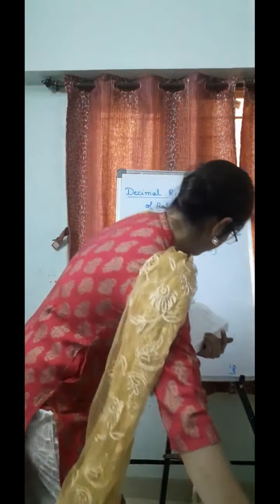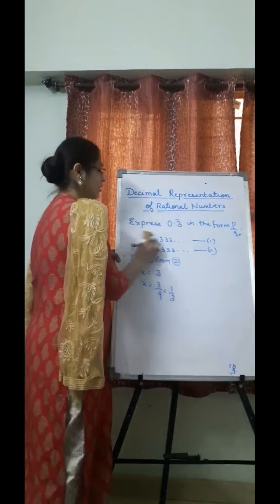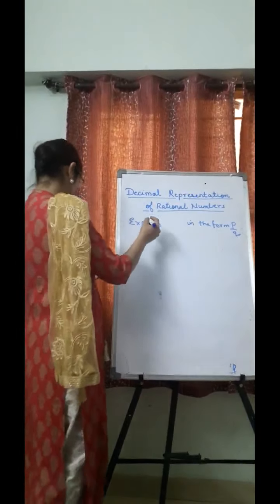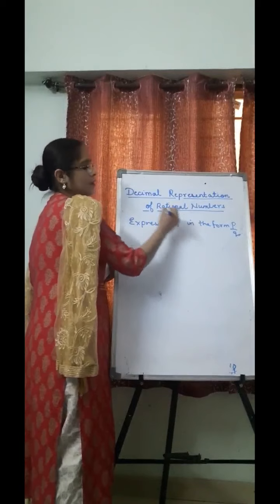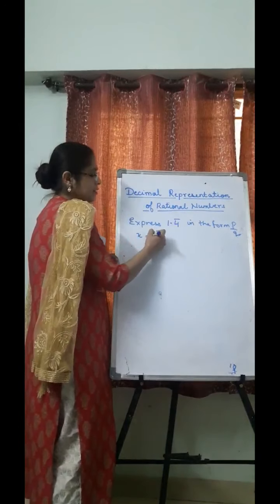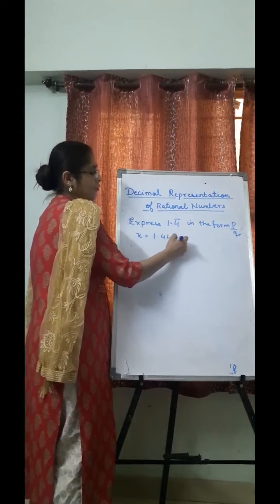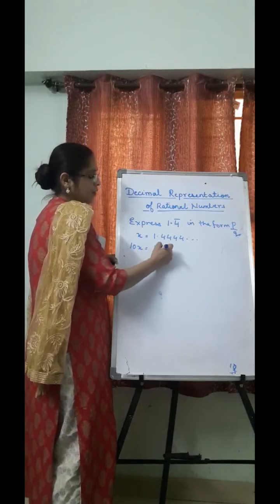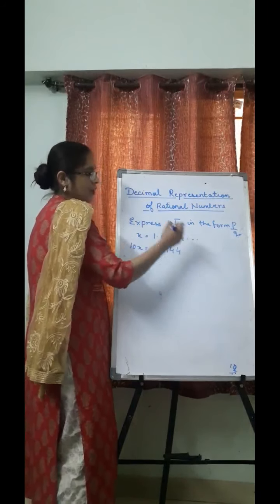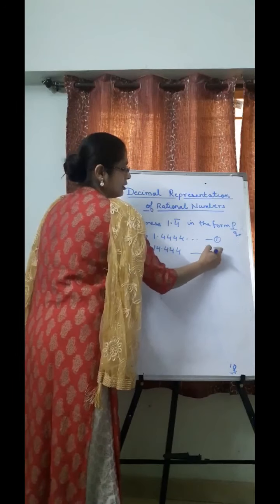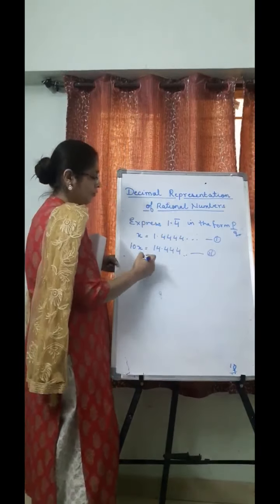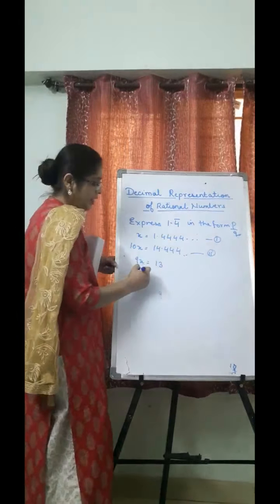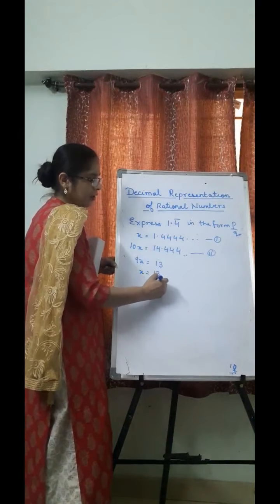One more question. Let us express 1.4 with a bar in the fraction form or P upon Q form. Here x is equal to 1.444 and so on. 10x is equal to 14.444. Again, subtract 1 from 2. What do we get? 9x equals 13.00. x is equal to 13 upon 9.